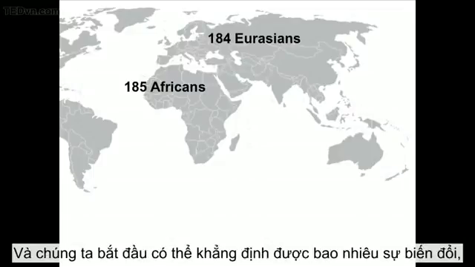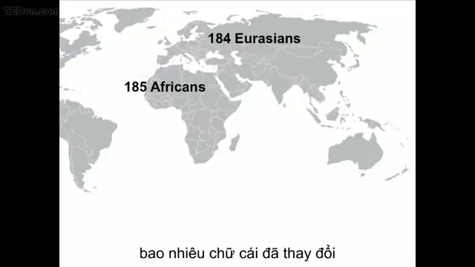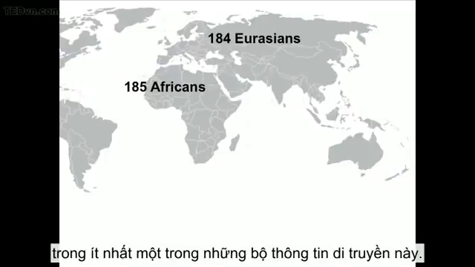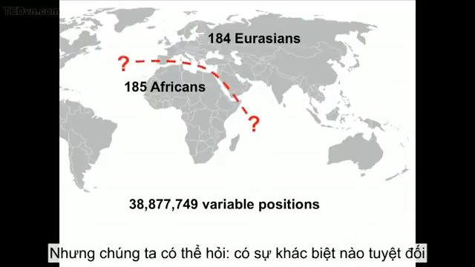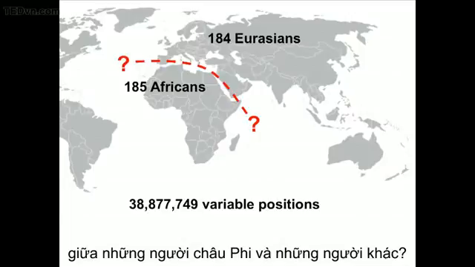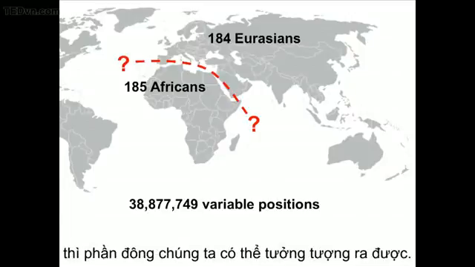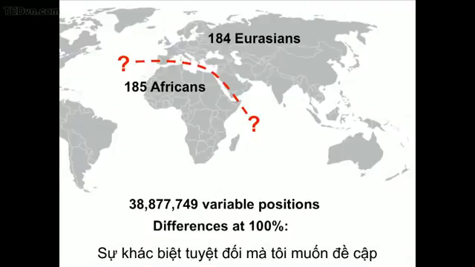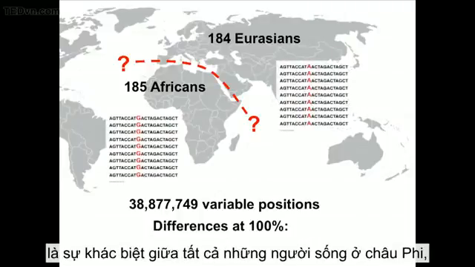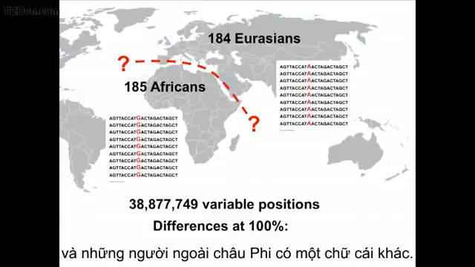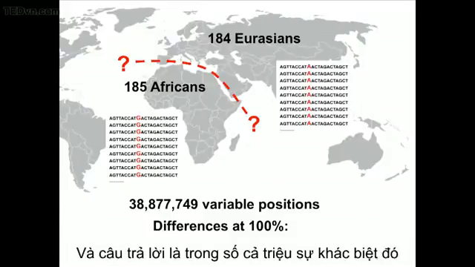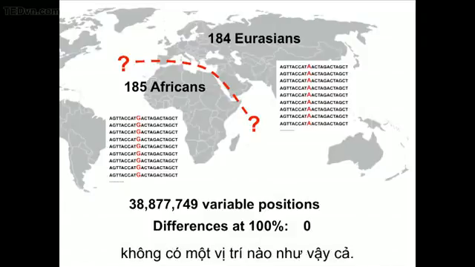And we can begin to say how much variance do we find, how many letters that vary in at least one of those individual sequenced. And it's a lot, 38 million variable positions. But we can then ask, are there any absolute differences between Africans and non-Africans? Perhaps the biggest difference most of us would imagine existed. And with absolute difference, I mean a difference where people inside Africa at a certain position will all individuals, 100%, have one letter, and everybody outside Africa has another letter. And the answer to that, among those millions of differences, is that there is not a single such position.